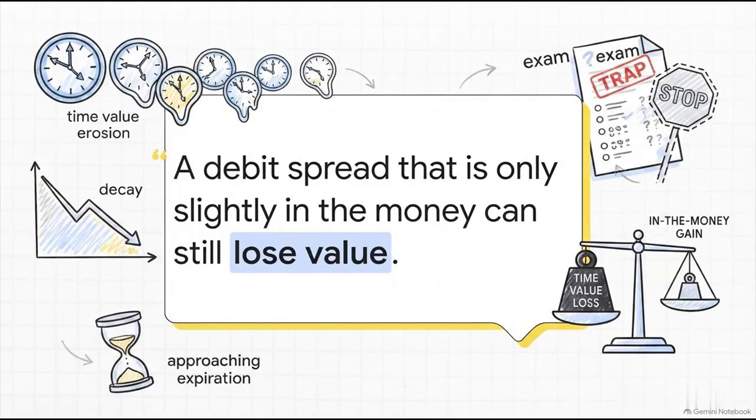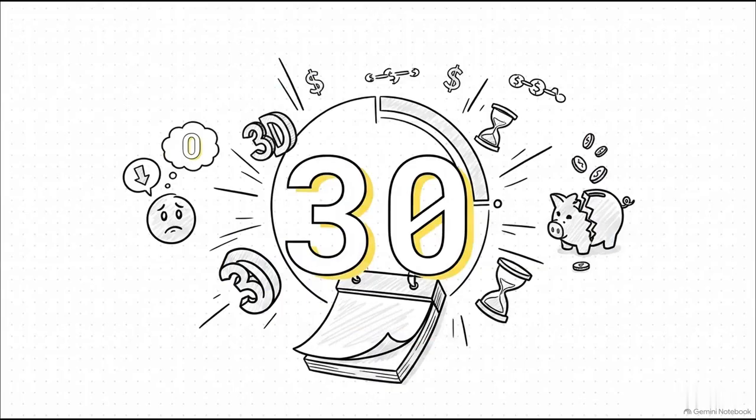Exam trap? Listen closely to this one because they love to test it. A debit spread that is slightly in the money can still lose value as expiration approaches. Wait, why? Because the long option's time value can erode way faster than any intrinsic value it might be gaining from being slightly in the money. Don't let them trick you with this. And the magic number here is 30.